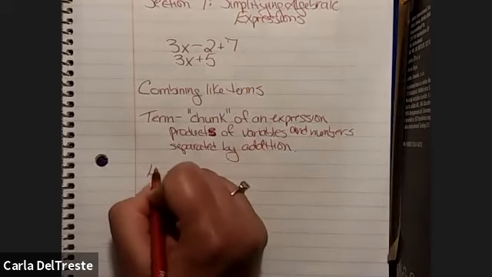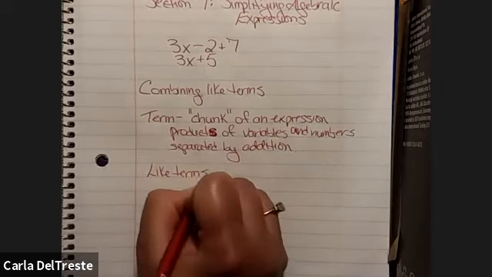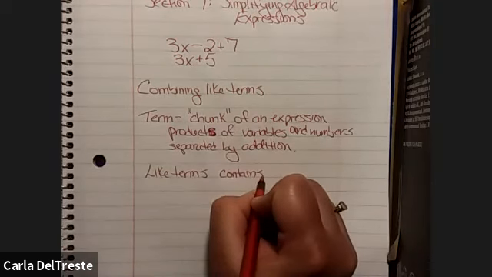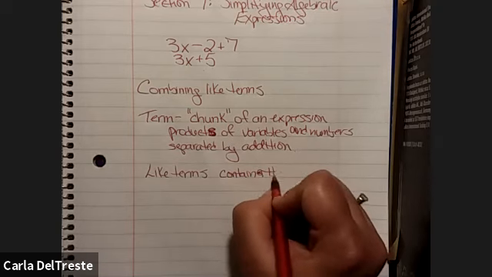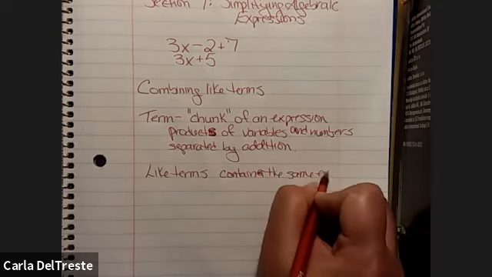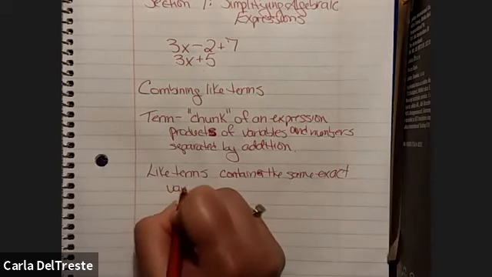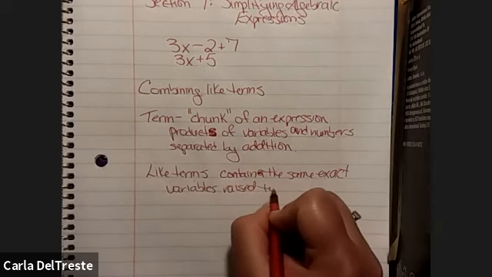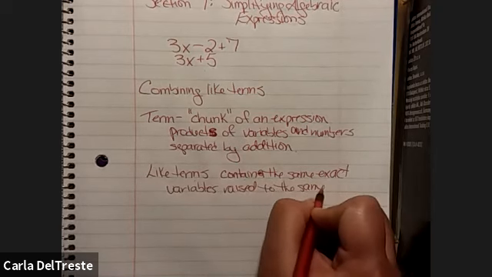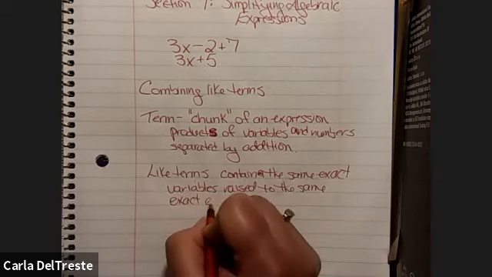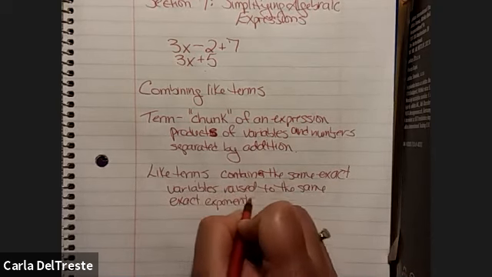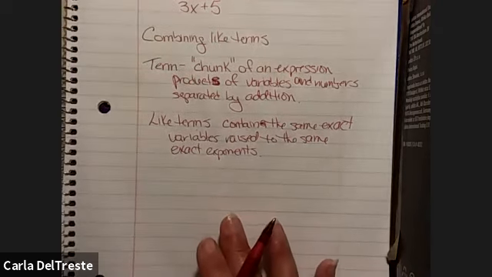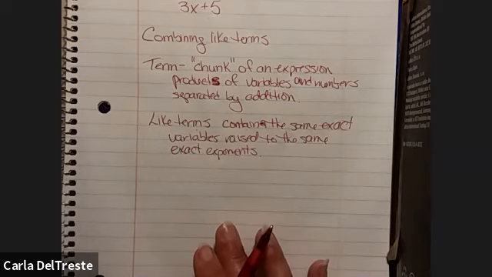Now let's talk about what it means to be a like term, okay? Like terms are terms that contain the same exact variables raised to the same exact exponents. So in other words, the variable piece has to look identical for you to consider combining them, okay, for them to be like.